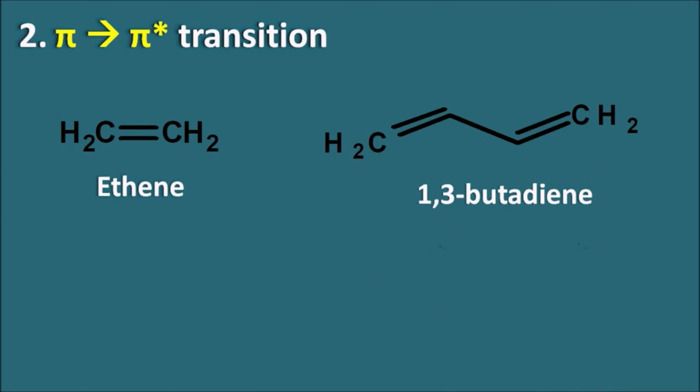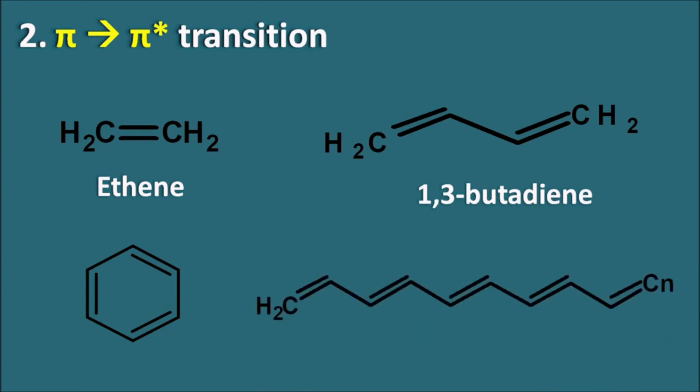Similarly, 1,3-butadiene, which has 2 pi bonds, and benzene, which has 3 pi bonds, and some of these conjugated polyene systems which have multiple pi bonds, can all undergo pi to pi transition. And these pi to pi transitions are mainly responsible for absorption of radiation within the UV visible region, with the exception of ethene, which has a lambda max of 175 nanometers. All these other transitions fall above 200 nanometers. That's why these types of conjugated systems are responsible for the absorption of color within the visible region.